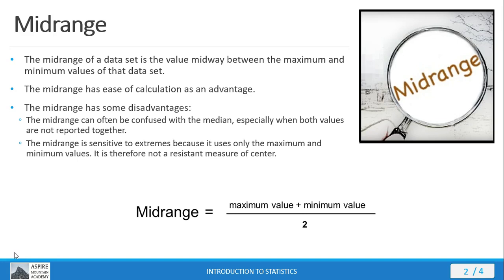Well, the mid-range uses only 2 values, so you can imagine how this value could radically change if one or both of these values are outliers. This would then give a really different take on the characteristics of your data set. Because of its sensitivity, the mid-range is what we call a non-resistant measure of center. It's not resistant to the influence of extreme data values that are the minimum value, the maximum value, or both in a data set.